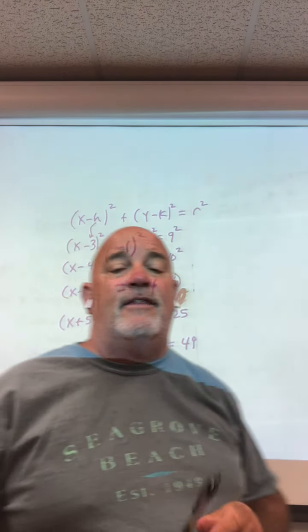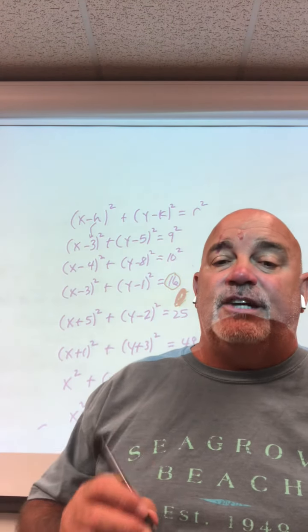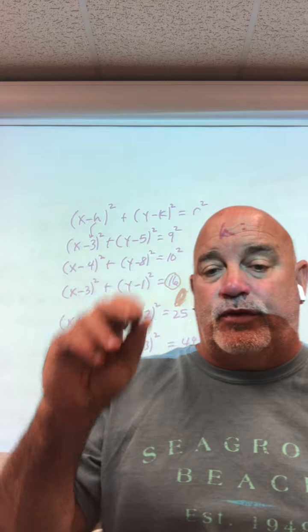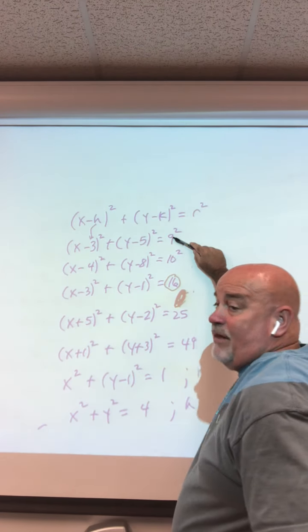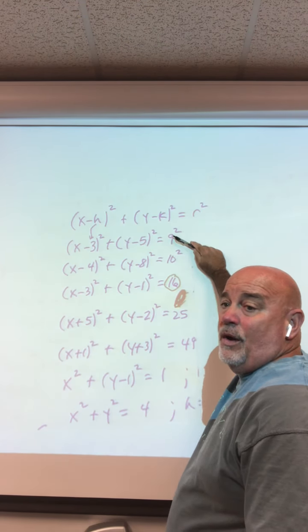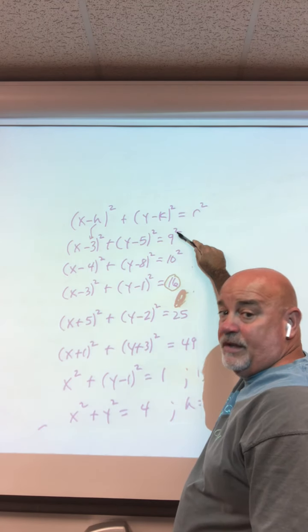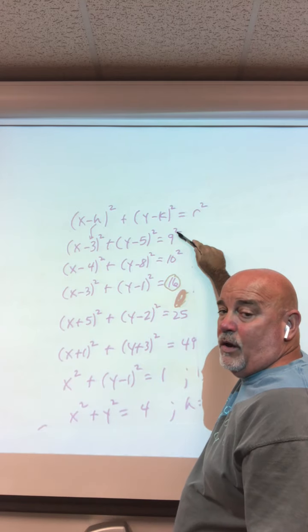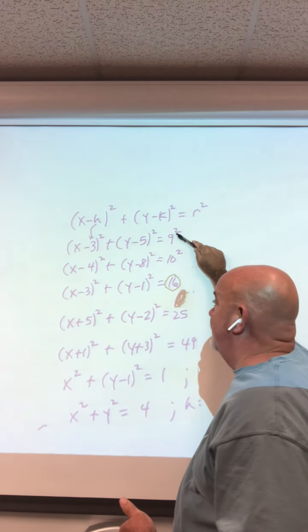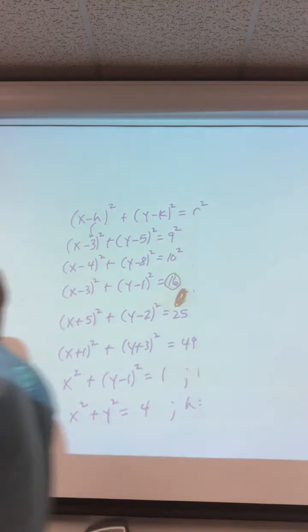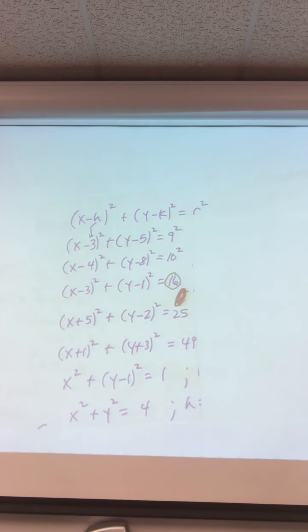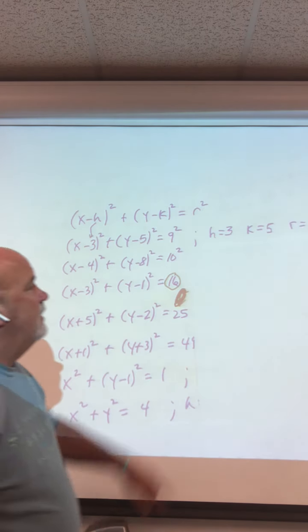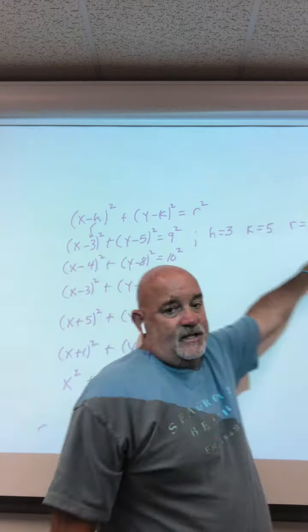Now, how do we get the radius? For the radius, you take the square root of whatever's on the end. So question, what is 9 squared? What is 9 times 9? It's 81. What's the square root of 81? It's 9. So in this one right here, the h is 3, the k is 5, and the square root of 81 is 9.